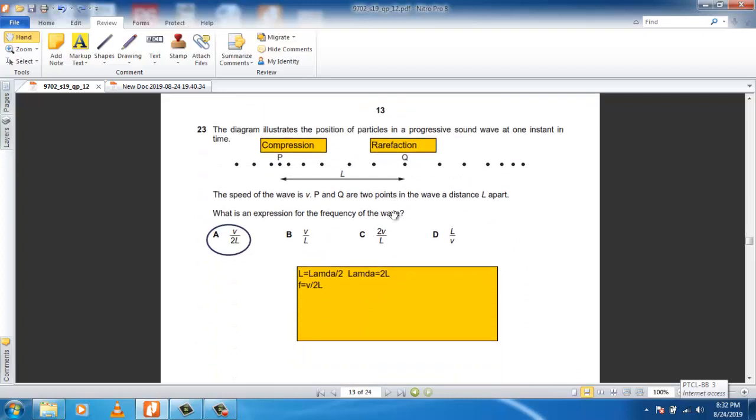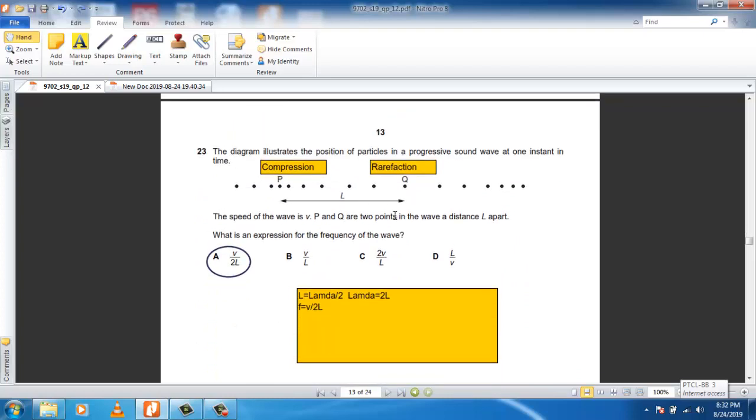The diagram shows the position of particles in a progressive wave at one instant in time. The speed of the wave is v, and P and Q are 2 points in the wave a distance L apart. What is the expression for the frequency of the wave? Consider this as a compression and this as a rarefaction. So it's half a wavelength. It's not a complete wave, it's half a wavelength. Compression to rarefaction is half a wavelength. You all know that.